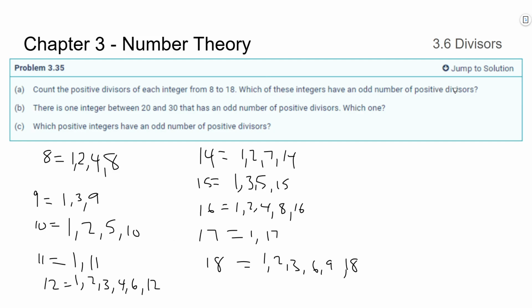which of these integers have an odd number of positive divisors? Okay, so this is even number. Here, this one's odd. I'll circle it. That's even, even, even, even, even. Odd here, that's 5. And even and even. Okay, so only 2 of these have an odd number of divisors.